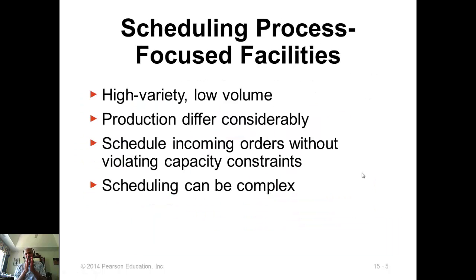Now, when we look at the job shop environment, the first one in the previous slide, the scheduling process for focused facilities: we have high variety and low volume. The production differs considerably from one order to the next. So scheduling incoming orders must be done without violating existing constraints, and the scheduling here tends to be complex because each production order coming in will require a different flow through the production process, because it requires a different set of production processes in different orders, so it becomes really complex.